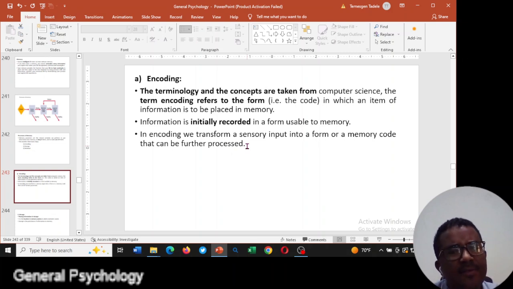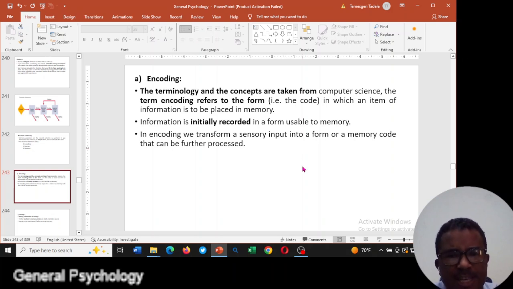What is encoding? At the very beginning, the terminology and the concept of encoding were taken from computer science. The term encoding refers to taking a picture and making a form, or giving a code, for a specific stimulus in which an item of information is placed as an image in the form of memory. So encoding means giving a code for a particular stimulus. It can be a physical property, or a chemical property. Anyway, at the level of encoding, our sensory organs give a code for a specific stimulus.